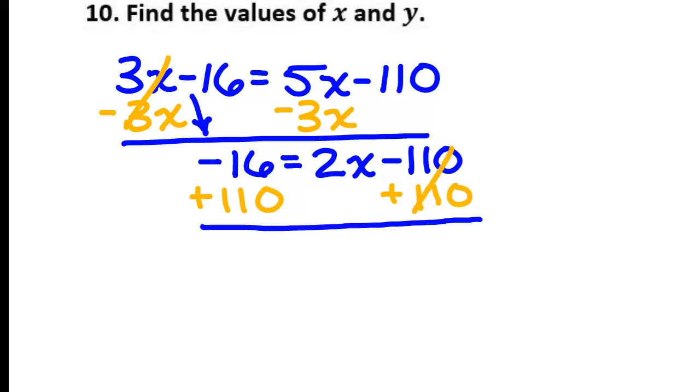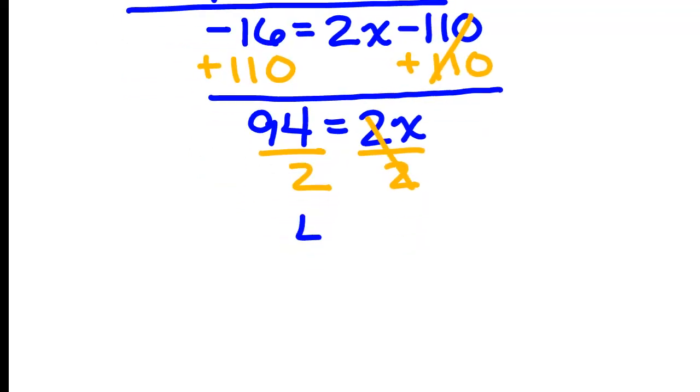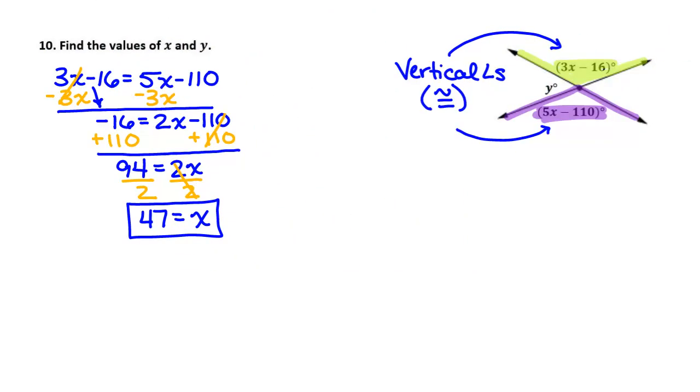I want to get x all alone, so I'm going to add 110 to both sides next. What is negative 16 plus 110? 94. And then to finish getting x by itself, we divide both sides by 2. What is 94 divided by 2? 47. So x is 47. Nicely done.